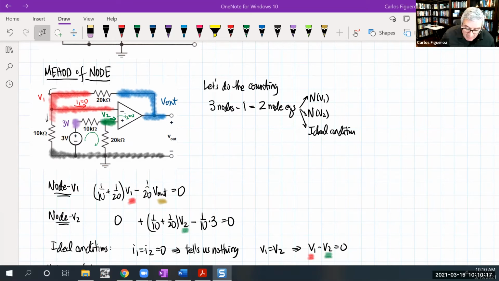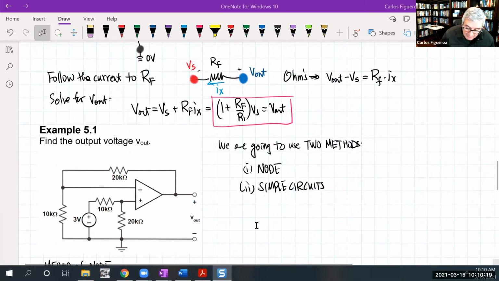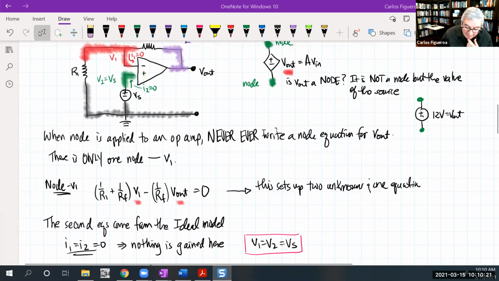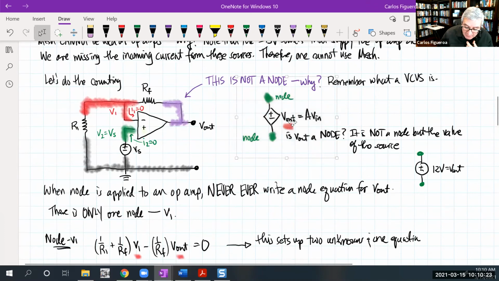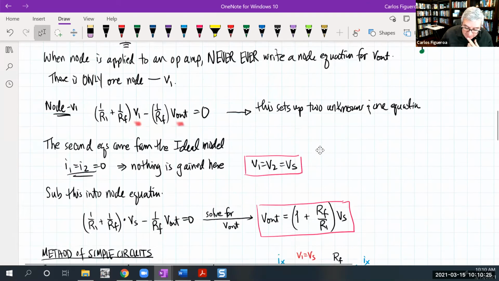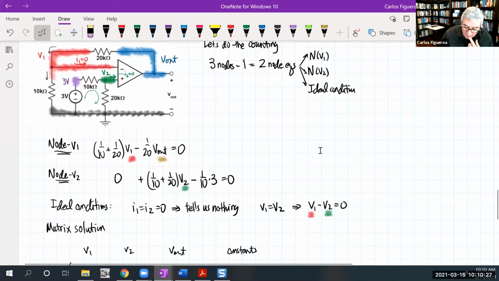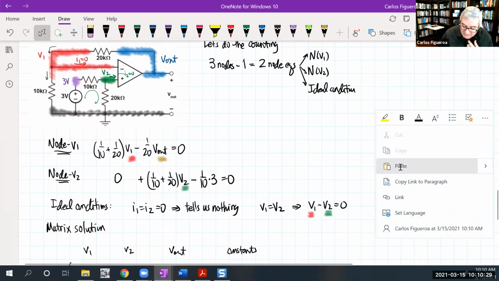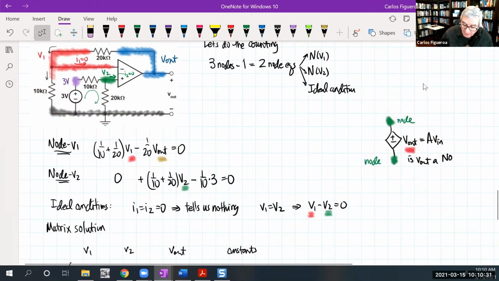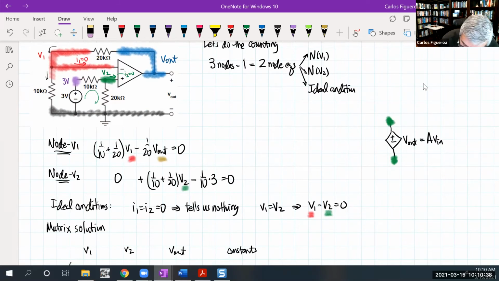So let me show you what I mean by that. Let me grab this and bring it down here. So if I was to paste this thing here, now I can write node equations for, let's say this is V1 and that's V2. I can write node equations for V1 and V2. I can't write it for V out.